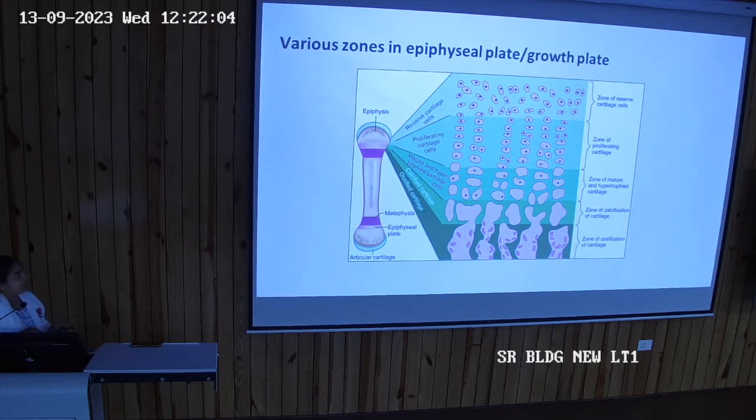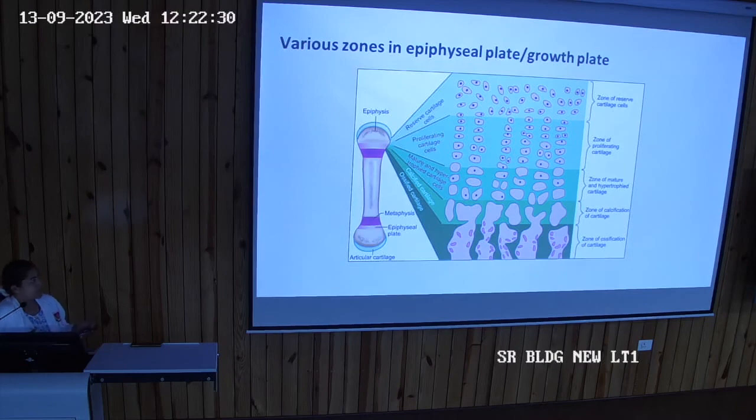The next zone is the zone of proliferating cartilage. When the term is proliferating, that means these cells will be dividing. So a lot of mitosis will be occurring and there will be an arrangement of the cells. Here we can see a parallel arrangement. These cartilage cells are divided by mitosis and they arrange themselves in a stacked manner, along the long axis of the shaft of the long bone.